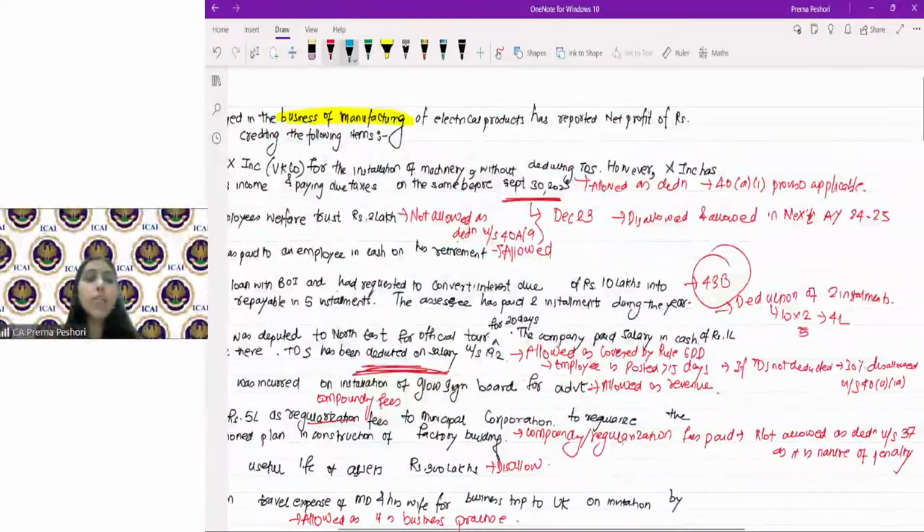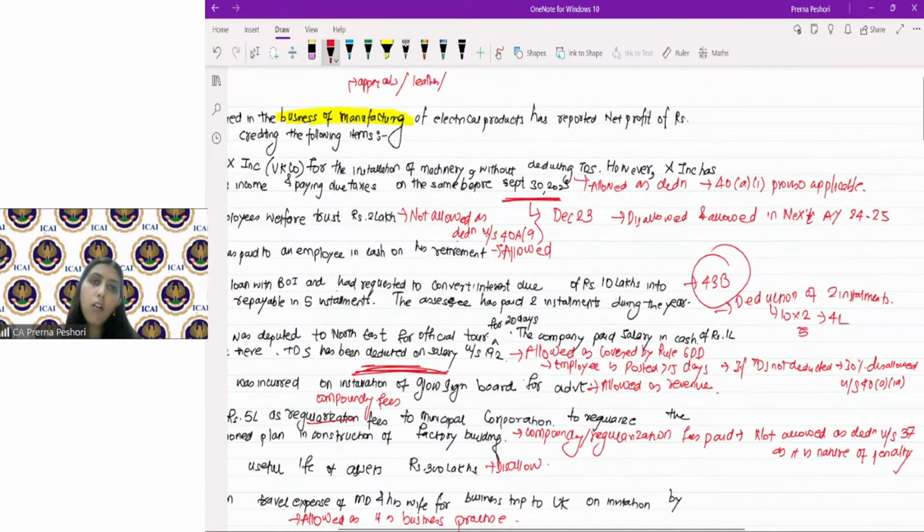But just let me tell you, in case the assessee is in the business of manufacturing of, let's say, apparels or leather or footwear, then for 80JJAA the employee should be employed for 150 days instead of 240 days. Then in that case, you have to consider 150 days instead of the 240 days. Are we clear?